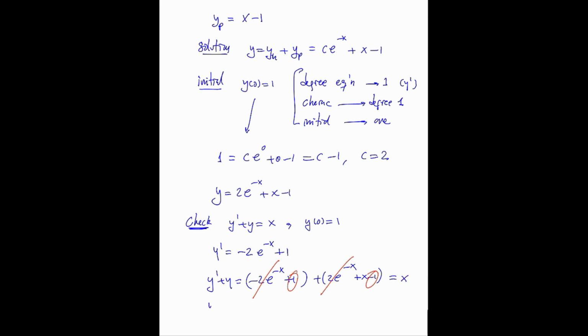And then y of 0 is 2 times e to the 0 plus 0 minus 1, 2 minus 1, which is 1. So this is correct, this is correct. And this is the solution.